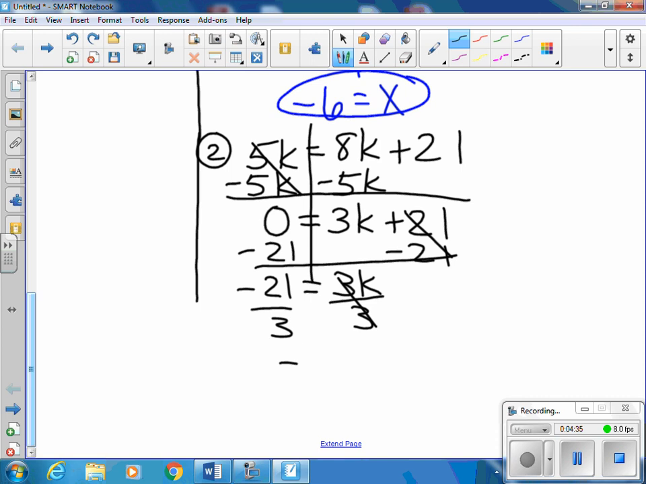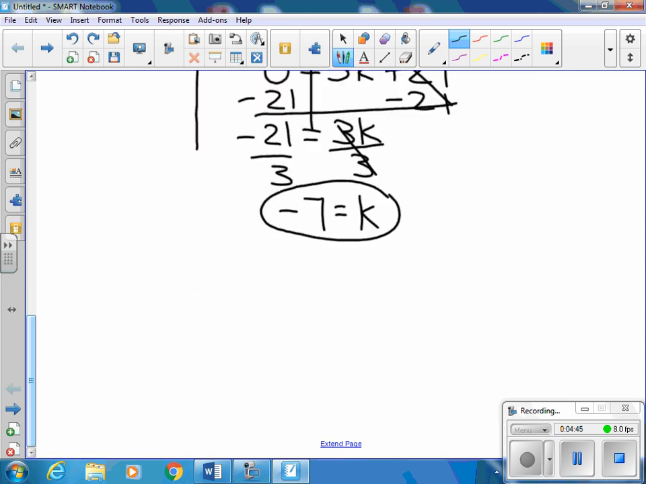And then negative 7 equals k. Okay, so if something goes away completely, and there's nothing left on that side, you have to put a 0 in place of it to hold its spot until something comes back over.